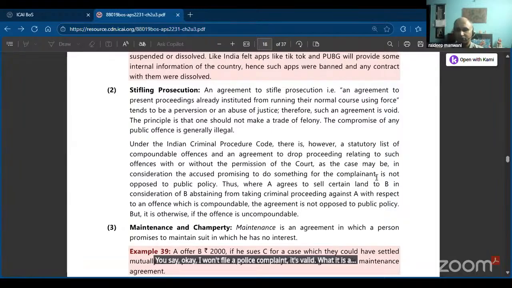But instead of throwing garbage, if he throws a bomb, then? Uncompoundable. And your full wall gets destroyed. One half of your wall is burnt. Then it is a non-compoundable or uncompoundable offense, whatever.